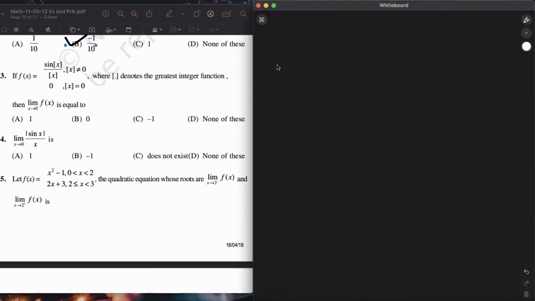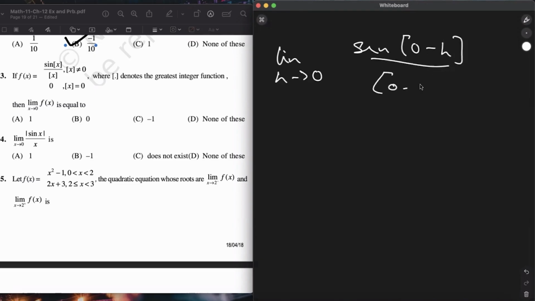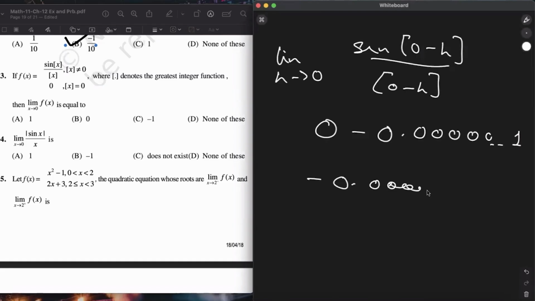So now let's write it again. Limit h tends to 0 where sine GIF of 0 minus h divided by GIF of 0 minus h. Now as h is tending to 0, h is approaching 0, so what will be happening? Keep writing 0 minus 0.00000 and there will be a 1. Okay, h is approaching 0, right? So this will return a value of what? Minus 0.0000000 and so on till 1. What will be its GIF?